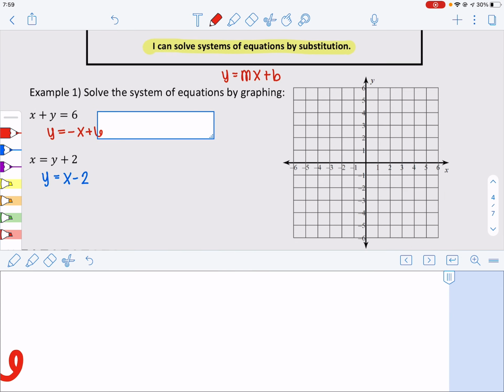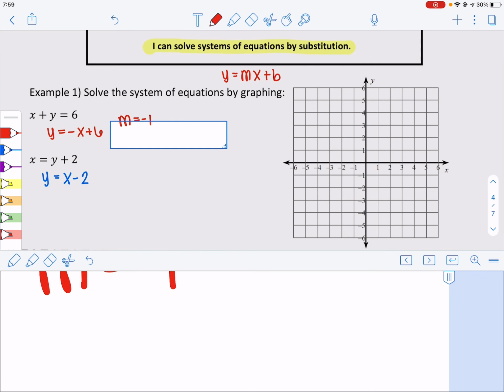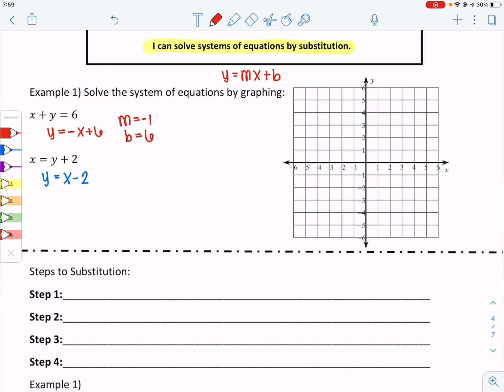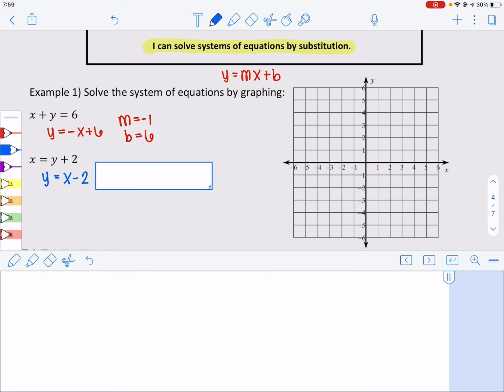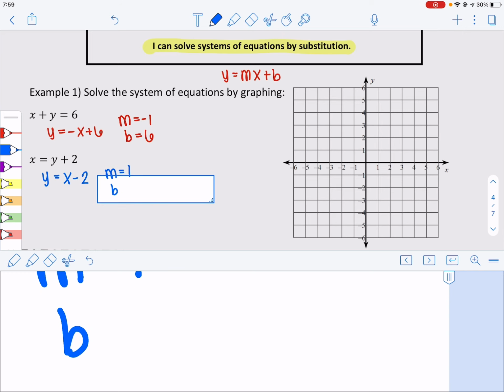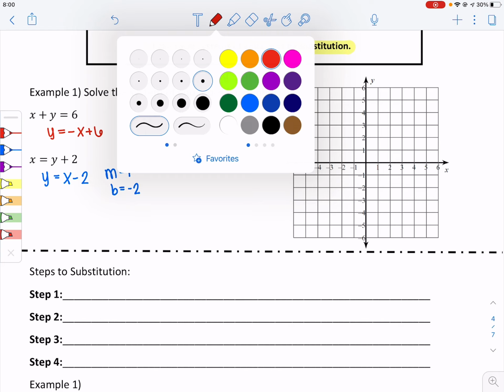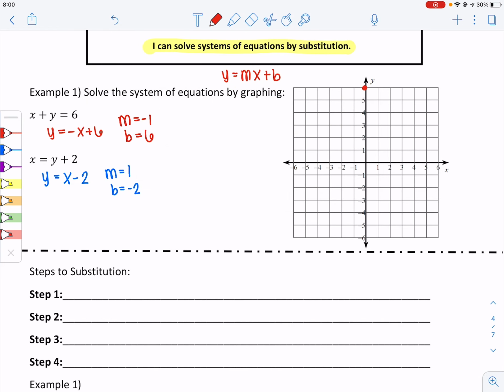On my red equation, my slope is negative 1. My y-intercept is 6, and then on my blue equation, my slope is 1, my y-intercept is negative 2. So for my red equation, let's graph that one first. My y-intercept is positive 6, so I'm going to go up to the positive 6. Please put a nice big dot on positive 6.